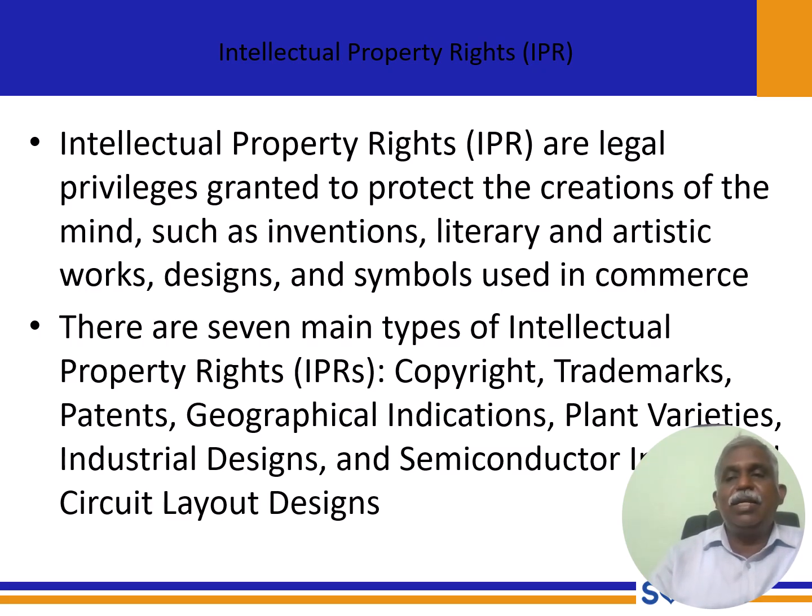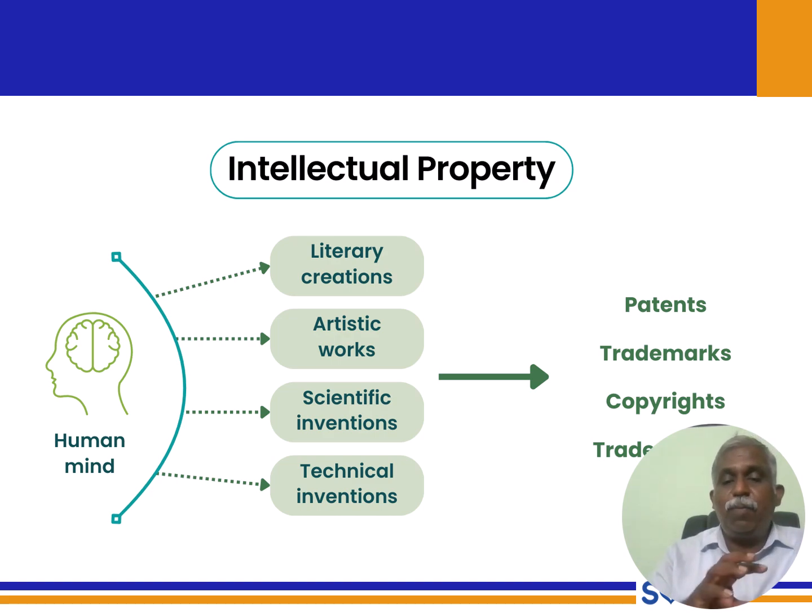So why do we need this type of protection? Otherwise somebody will take that invention for their own progress. For easy understanding, intellectual property is taken from the human brain. From the human brain, we have literature, artistic work, scientific invention, technical invention. We take these into intellectual property rights in terms of patent, trademarks, copyright, then trade secret.